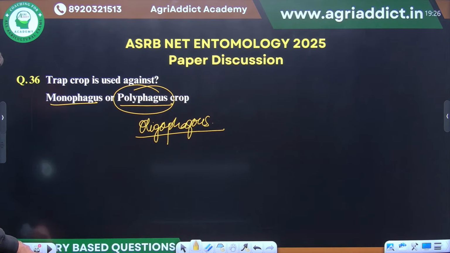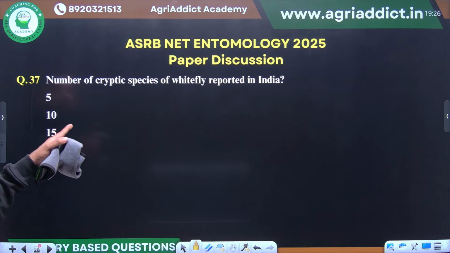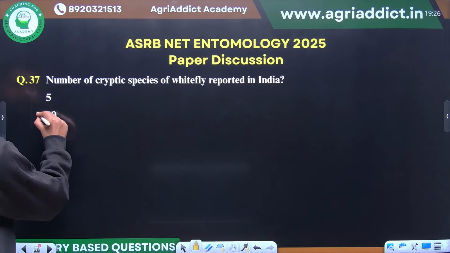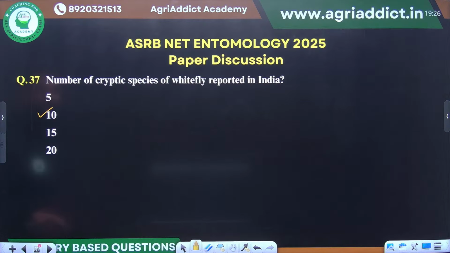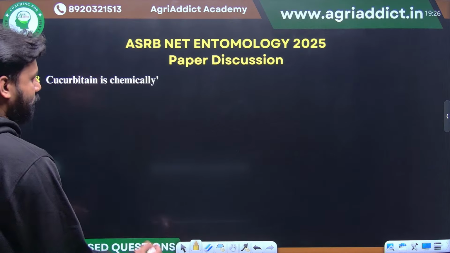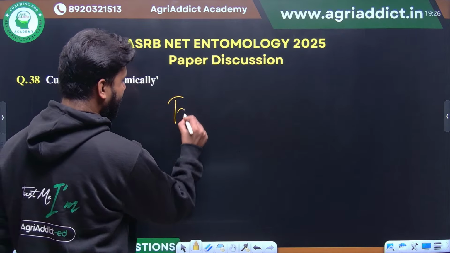So coming to the next question. Number of cryptic species of whitefly reported from India. So the correct answer will be 10. Next question is, cucurbitacin is chemically a triterpene.